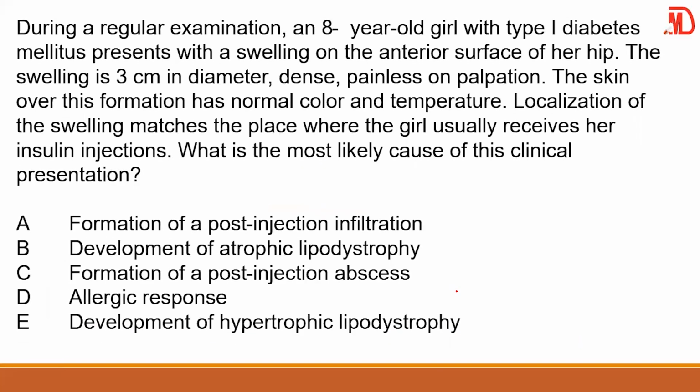Now, during a regular examination, an 8-year-old child with type 1 diabetes presents with a swelling on the anterior surface of her hip. The swelling is 3 centimeters in diameter, dense, painless on palpation. The skin over this formation has normal color and temperature. Localization of the swelling, guys, this is where you need to pay attention to. The localization of the swelling matches the place where the girl usually receives her insulin injection.